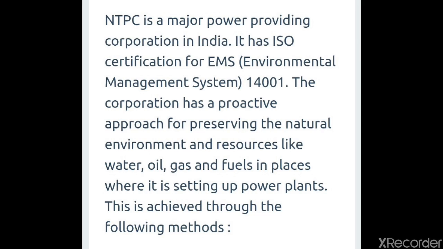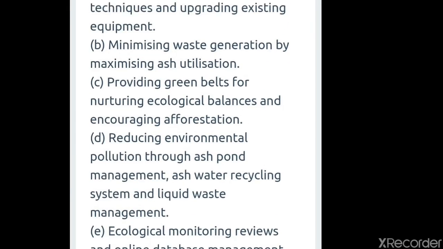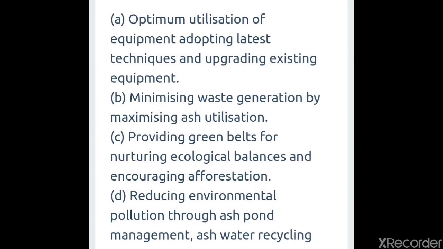Now what are the methods that it has used to achieve this objective, to control different types of pollution? What are the methods NTPC has used? Number one, optimum utilization of equipments, adopting latest technologies or techniques, and upgrading the existing equipments. NTPC is trying to reduce pollution which is caused due to the production of thermal power. It is trying to utilize latest technology, and it is trying to upgrade the existing technology which is there. Number two, minimizing waste generation by maximizing ash utilization. Waste generation is trying to be reduced by maximizing the ash utilization.